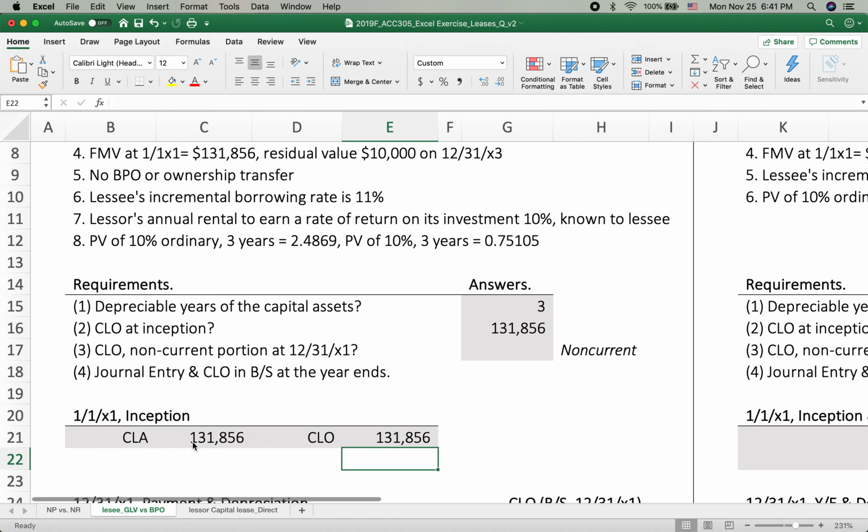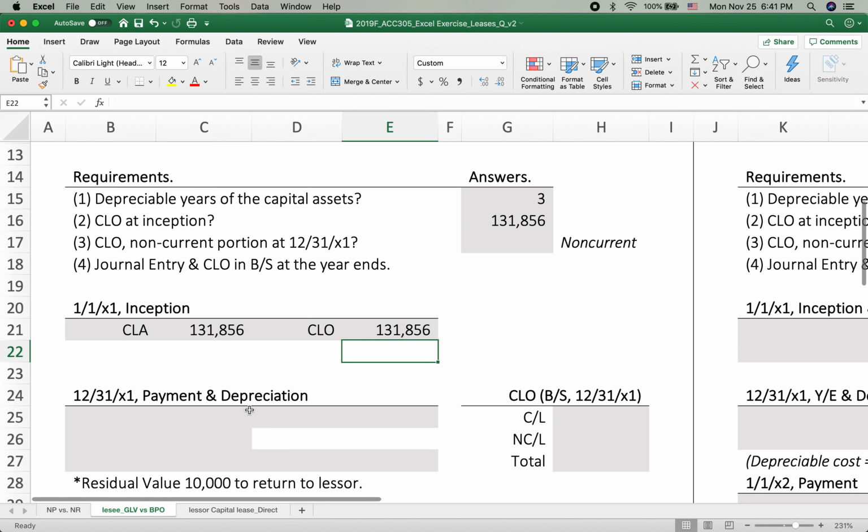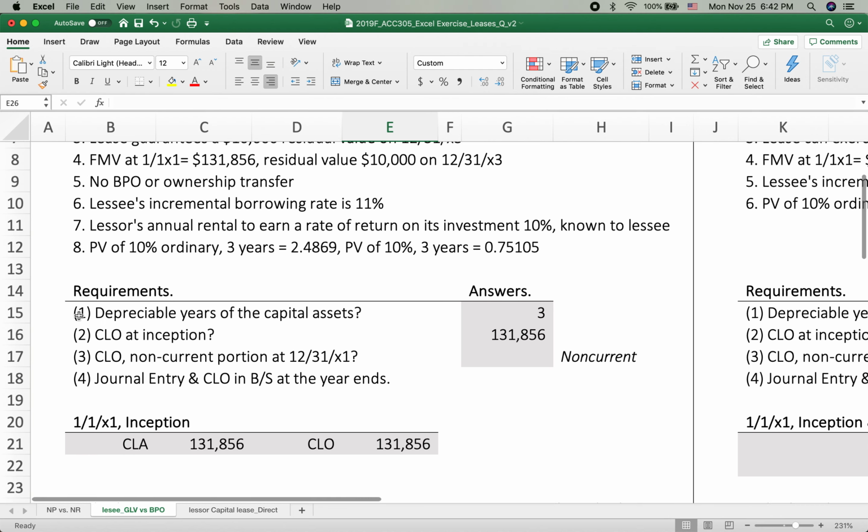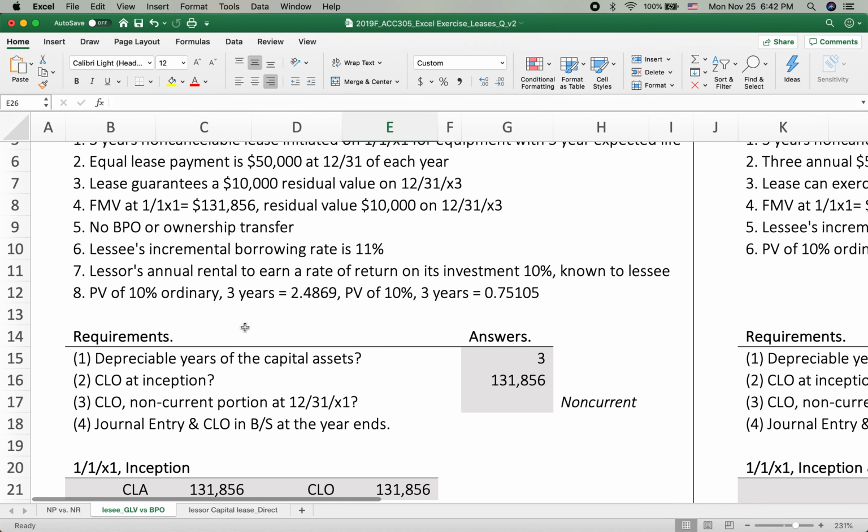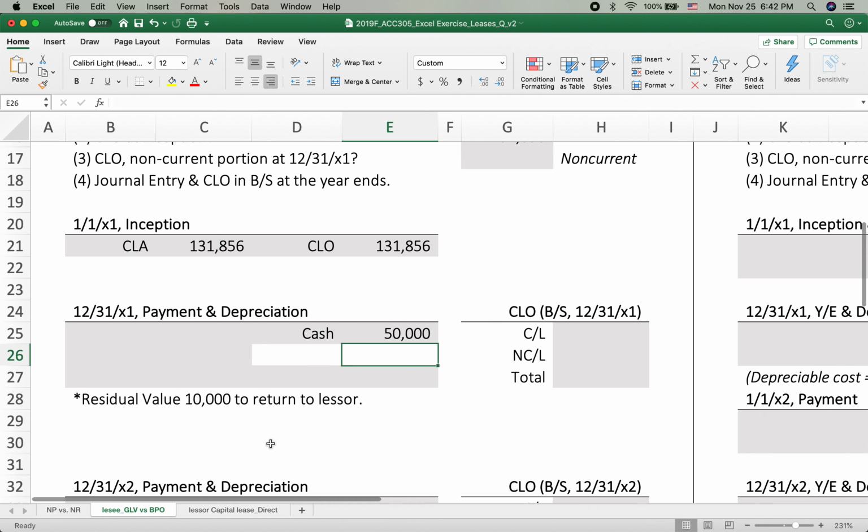So we're done. Then 1 year later, now the first payment and depreciation the lessee should recognize and pay. So what is the easiest one you want to choose? Right, the cash payment is occurring every end of the year, $50,000, the equal lease payment.